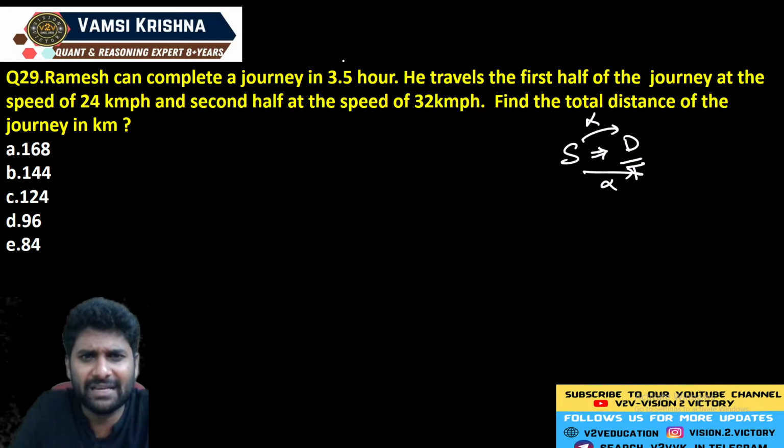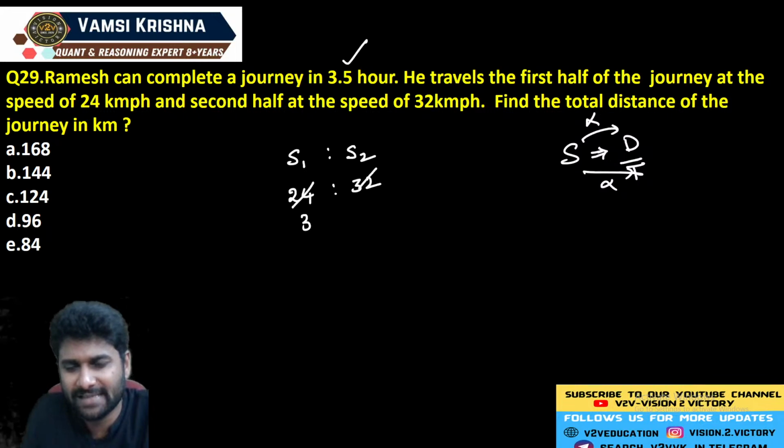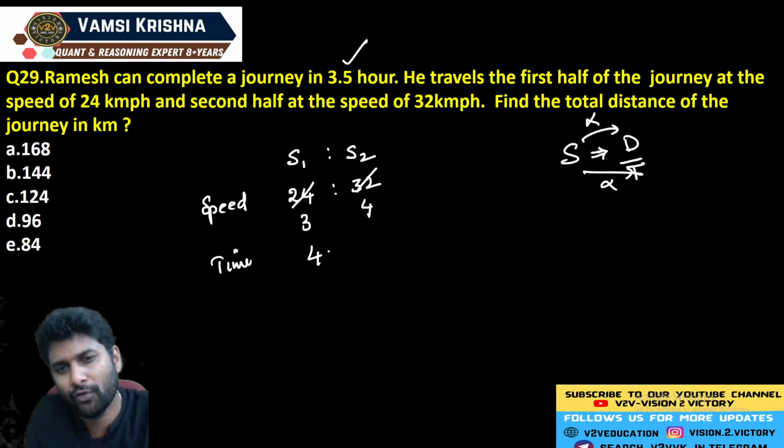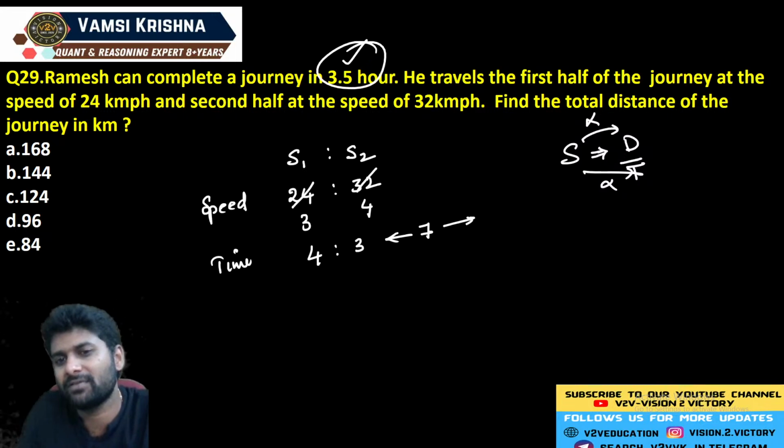Now see, they clearly mention that time is equal to 3.5 hours, and we know the speeds. What is the speed ratio here? The first half is 24 km per hour, the second half is 32 km per hour. So 8 threes are 24, 8 fours are 32. Guys, if the speed ratio is 3 is to 4, definitely the time ratio is 4 is to 3. It means it takes 7 units to cover the entire journey, and that is 3.5 hours. 7 units is equal to 3.5 hours. Each unit is equal to 0.5 hours.